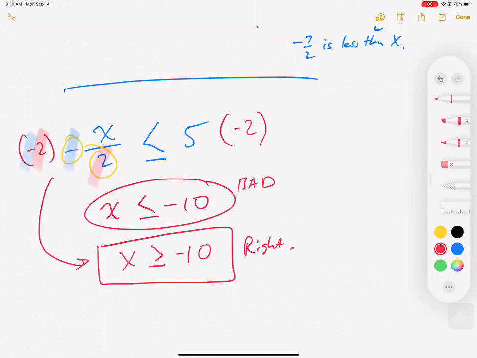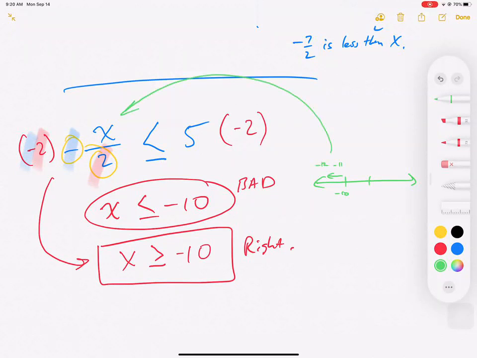Now, if you have time to check your work, you should always check your work like usual. So what I'm going to do is test my work. Give me a number that's less than negative 10. Now be careful, on a number line, here is negative 10. So numbers less than negative 10 go this way. So we're looking at negative 11, negative 12. Now, does this make a true statement?